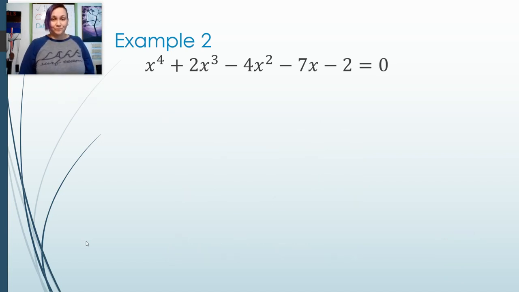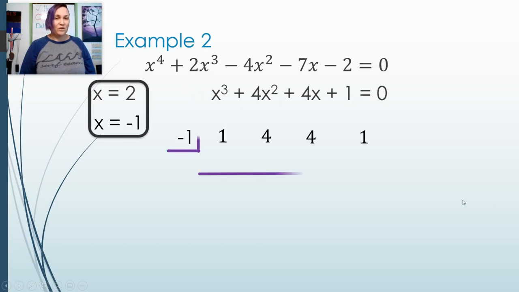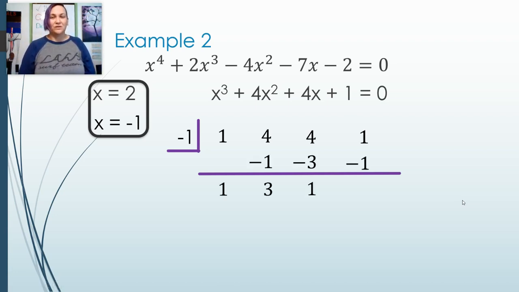So now, to recap, I found my answer of x equals 2, and I was able to get my polynomial down to an x to the 3rd. Then I found an answer of negative 1, so I've got 2 of my 4 answers so far. So now I'm going to use my answer of negative 1, and I'm going to do synthetic division on my new polynomial, my x to the 3rd polynomial, and I'm going to get it down one more time. And this time I should be able to get it down to an x squared.